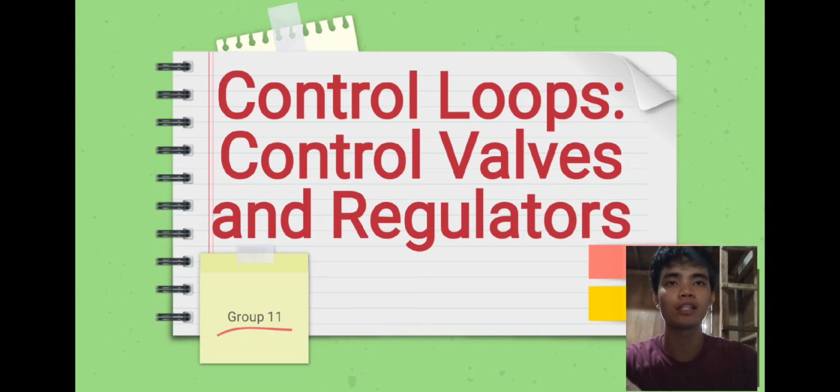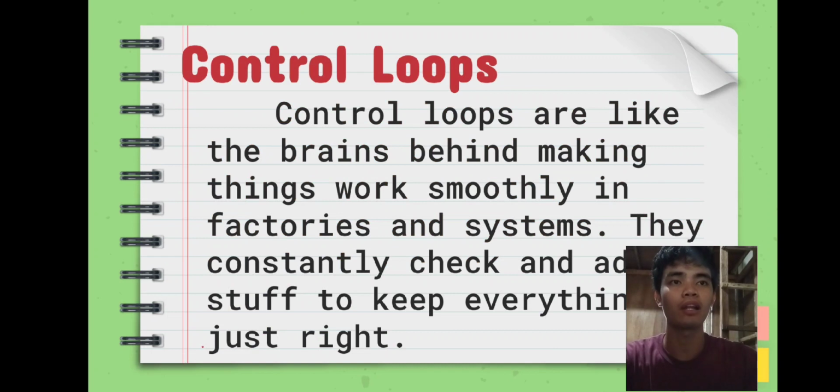So first, what is control loops? Control loops are like the brains behind making things work smoothly in factories and systems. They constantly check and adjust stuff to keep everything just right.